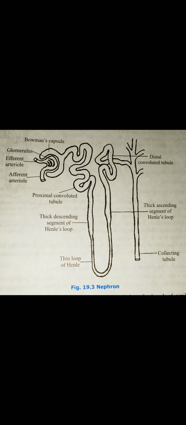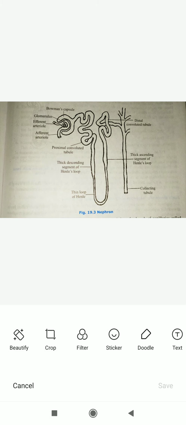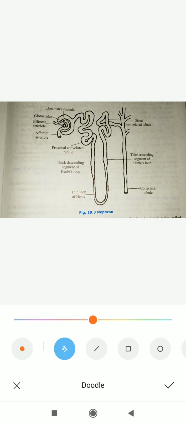The complete tube of nephron is divided into two main parts. The first part is known as Malpighian body, which mainly contains Bowman's capsule and glomerulus, which you can see on the screen. This part is known as Malpighian body.